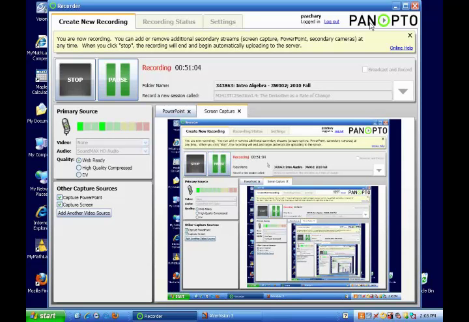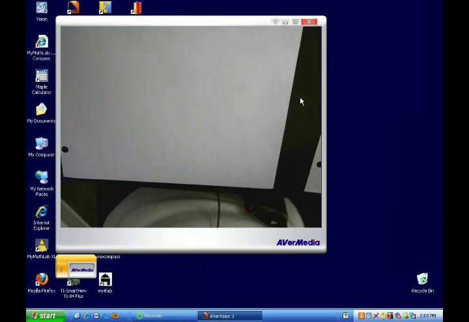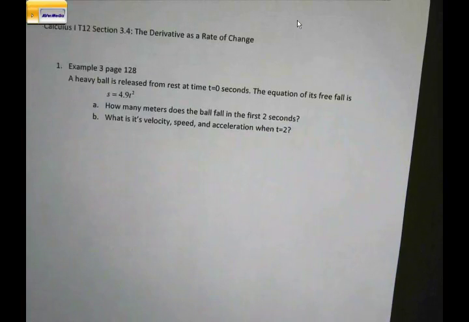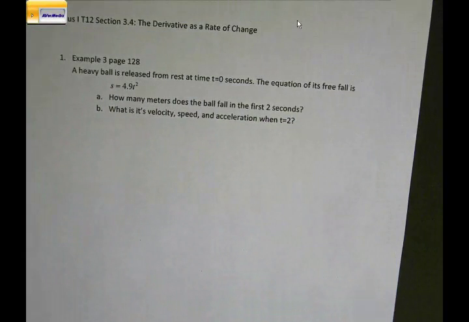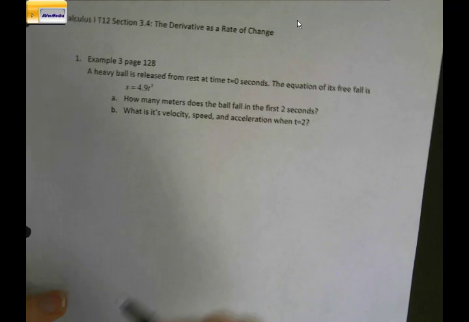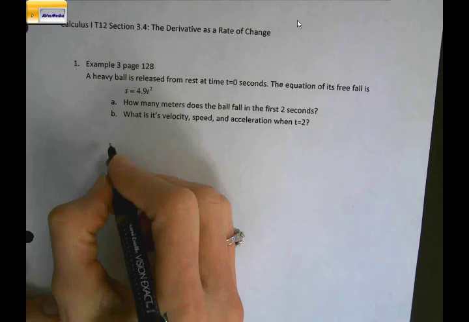So on this handout, our first question right here. First question is exactly on page 128 of your textbook. It says a heavy ball, not just any ball, but a heavy ball, okay, is released from rest at time 0 seconds. The equation of its free fall is S equaling 4.9 t squared. How many meters does the ball fall in the first 2 seconds? So the first question is how far does it fall?